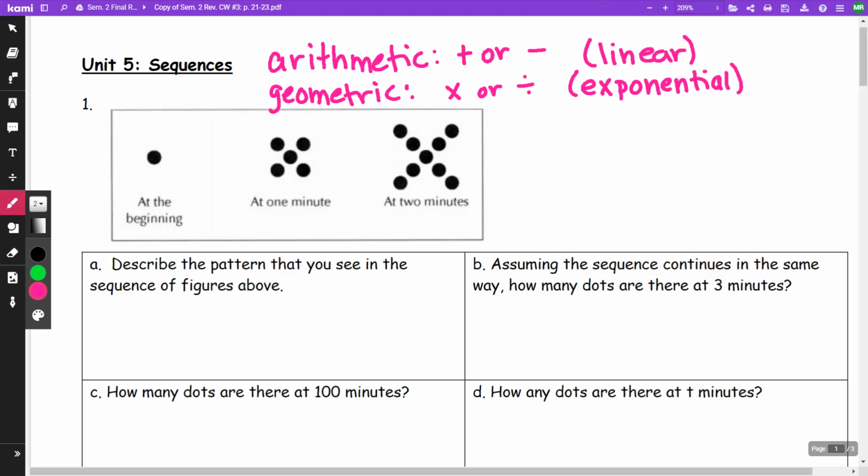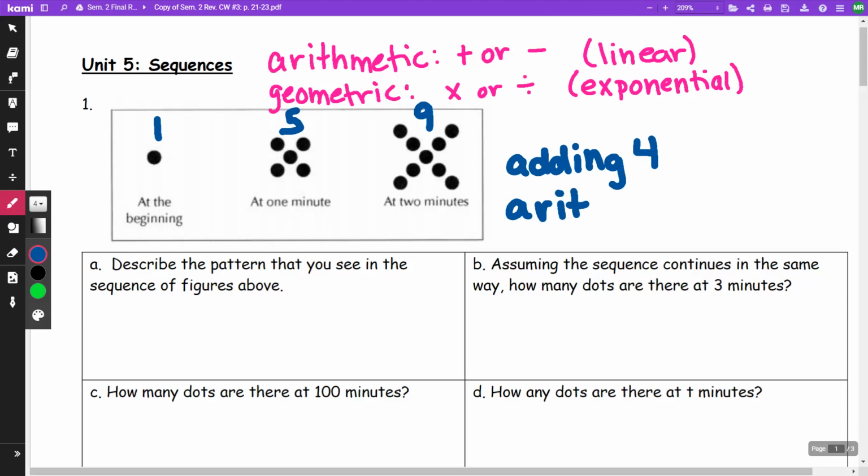So in this first example, I am going to count how many values we have here, how many dots we have here. So at the beginning, we have 1. At 1 minute, we have 5. At 2 minutes, we have 9. So what we're doing is we are adding 4. So since we're adding 4, that means it's arithmetic. We call a common difference what we're adding. So D is going to be 4 because we're adding 4.